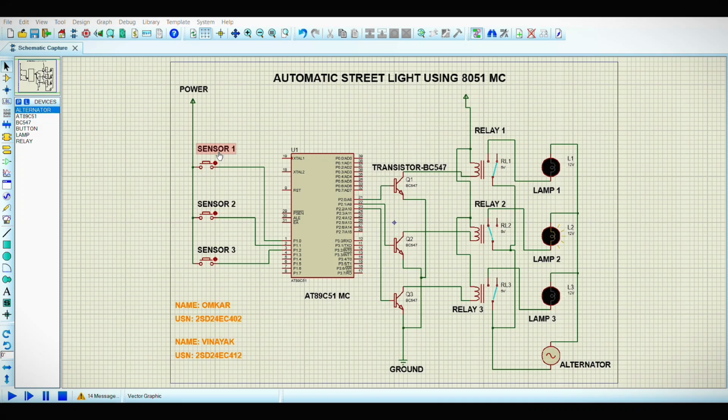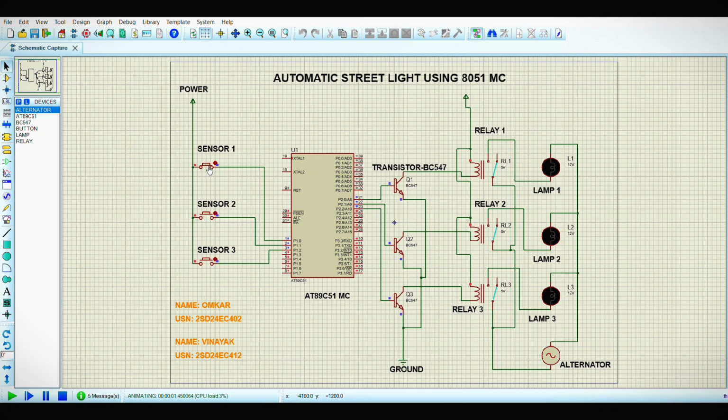Components used in the circuit are a card with enabled sensors, the AT89C51 microcontroller, 3 transistors BC547, 3 relays, and 3 lamps with an alternator. Here is the simulation result and result of the project.